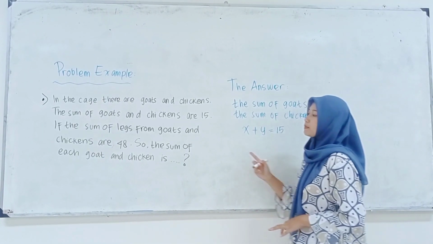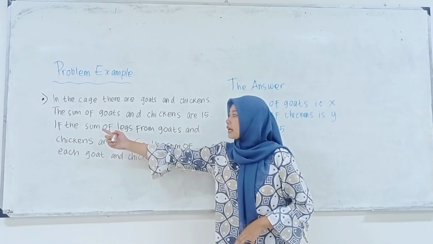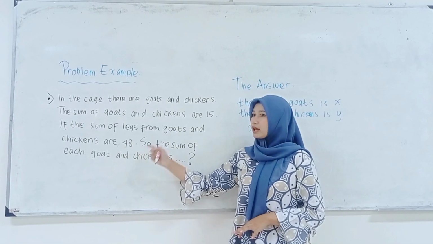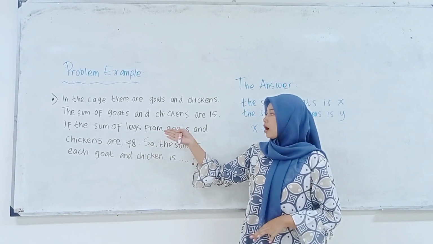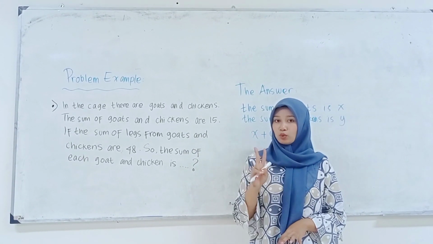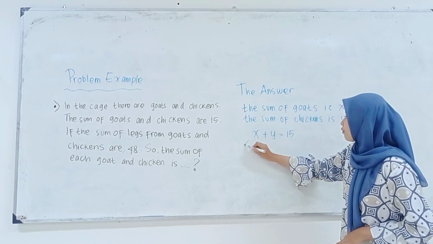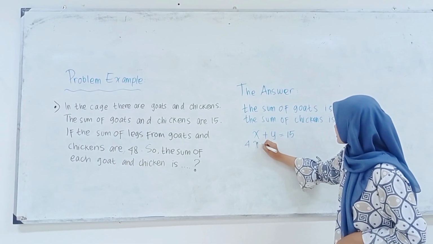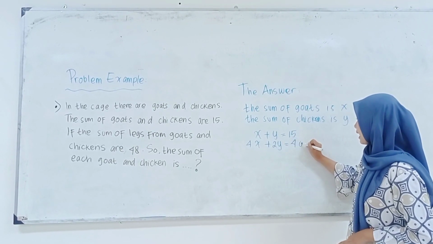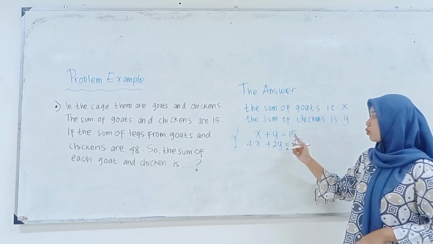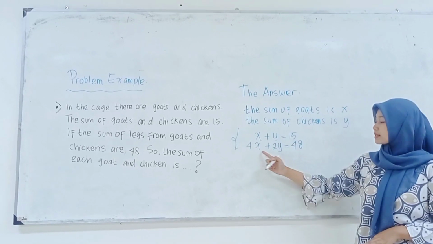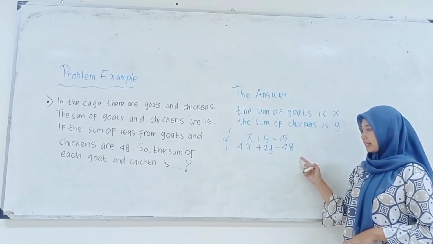After that, please pay attention to the third sentence. If the sum of legs from goats and chickens is 48, and we know that the leg of a goat is 4 and the leg of a chicken is 2, we can write 4x plus 2y equals 48. So we get two equations: x plus y equals 15 and 4x plus 2y equals 48.